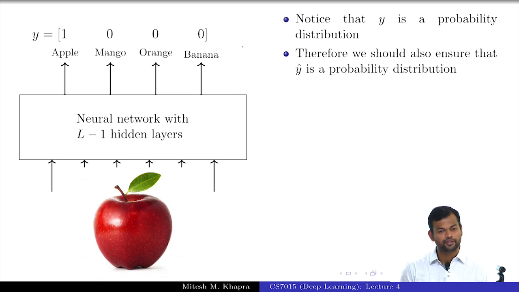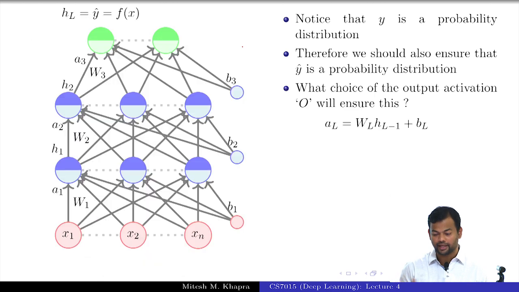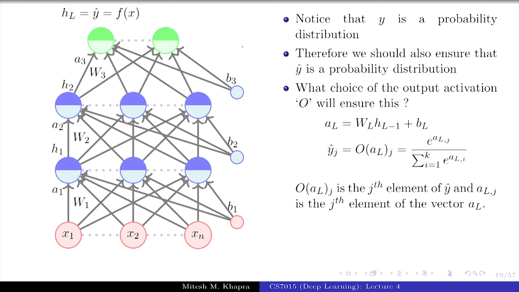Yes, it will give me values between 0 and 1, and probabilities are between 0 and 1. But the sum would not be 1. So sigmoid is ruled out. Okay? So what we use is something known as the softmax function.